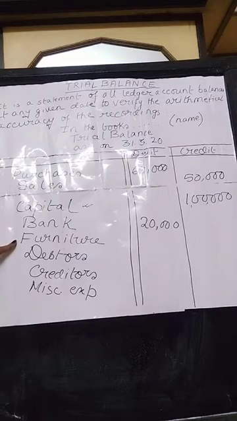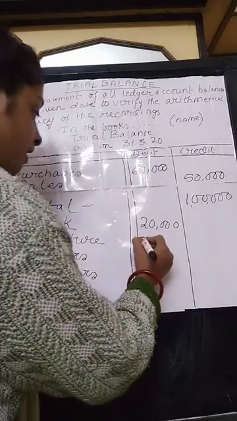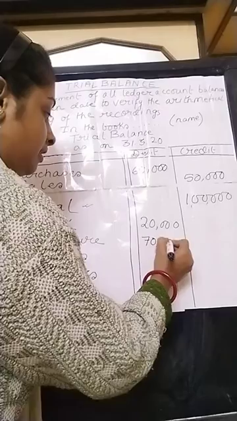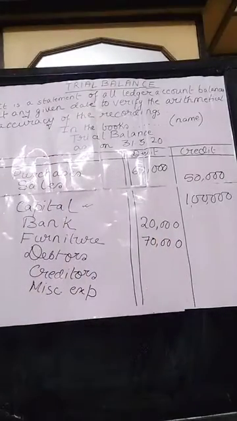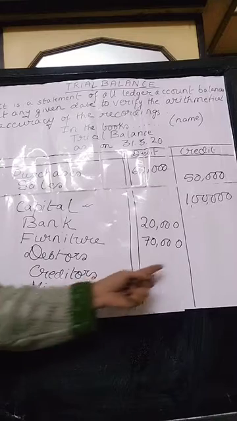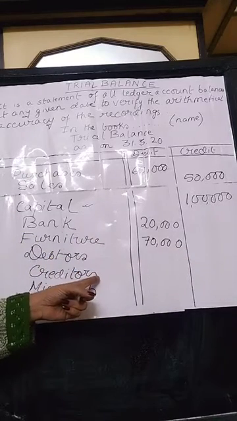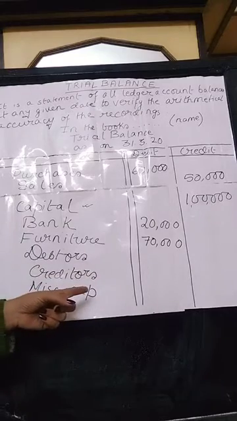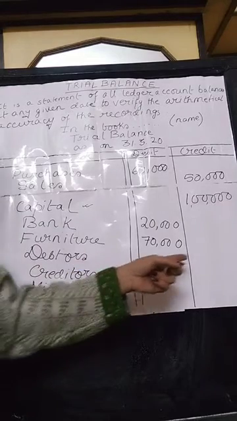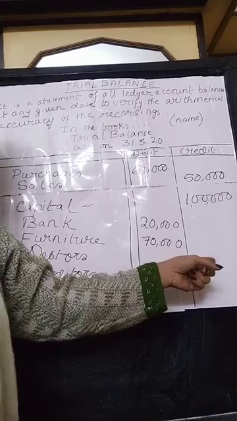Again, furniture. Furniture is also an asset. Suppose 70,000 furniture is purchased. So you will write 70,000 on the debit side. In this way you will go on writing the amounts in the respective debit and credit columns. First you have to identify the accounts, whether it is a real, nominal or personal account, and accordingly place the items in the debit or the credit columns.